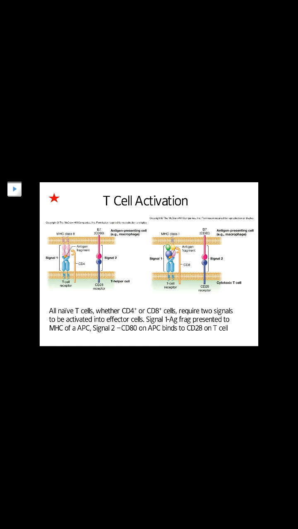MHC class 1 comes from an antigen presenting cell. Technically it can come from any nucleated cell, and a cytotoxic T cell binds to that MHC class 1, reads the antigen fragment, says, oh wow, okay, I'm going to go look for this. It goes and looks for it and kills it.